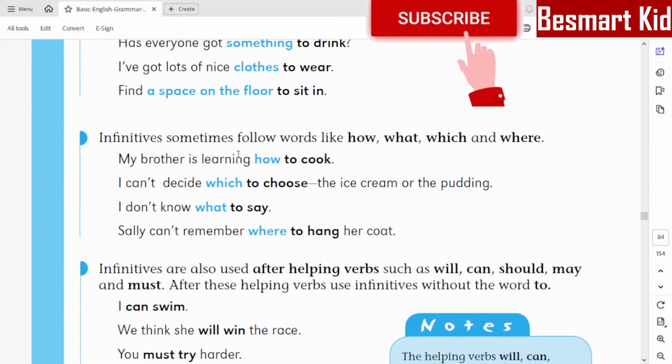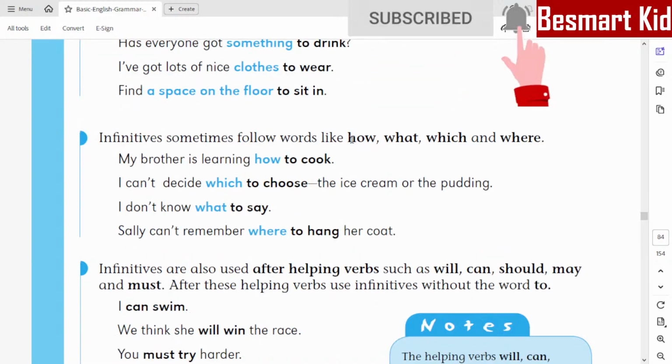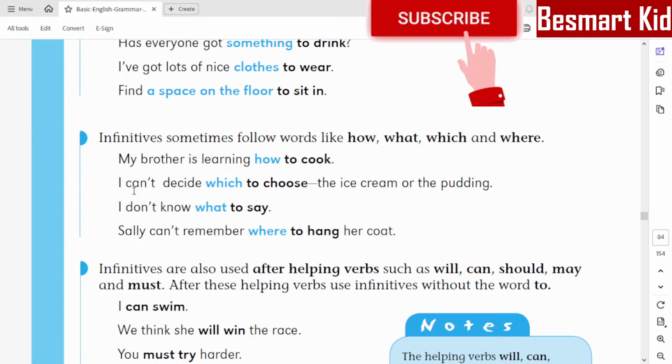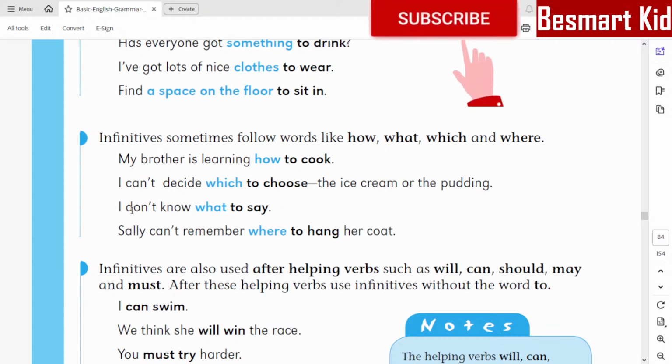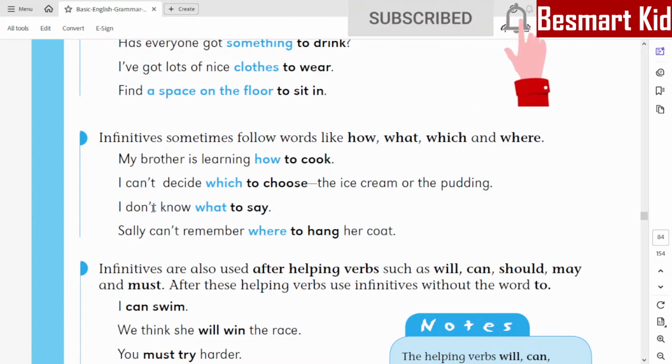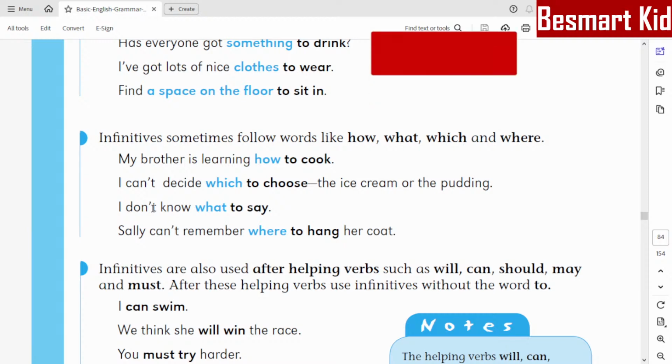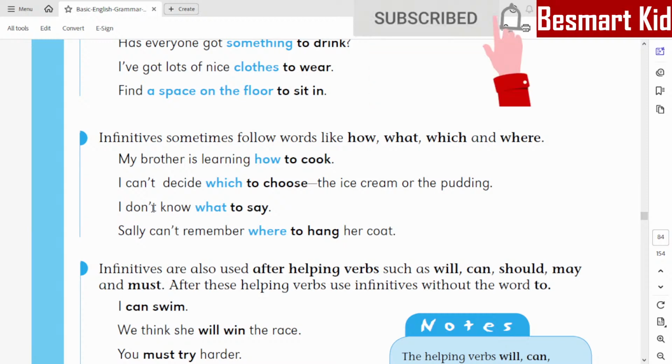Infinitives sometimes follow words like how, what, which, and where. My brother is learning how to cook. I can't decide which to choose, the ice cream or the pudding. I don't know what to say. Sally can't remember where to hang her coat.